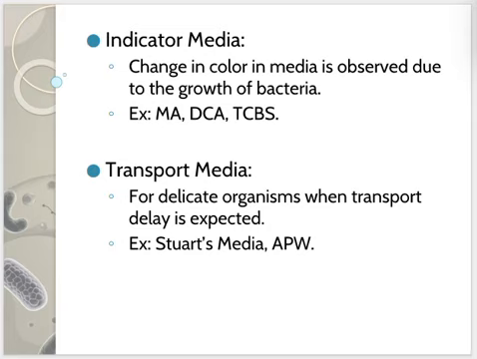Now, let's look at indicator and transport media. Indicator media show changes like color shifts caused by bacterial growth, which helps us identify specific reactions. Examples include McConkey agar, DCA, and TCBS media. Transport media, on the other hand, are designed to preserve delicate organisms during transport, especially when delays are expected. Stewart's media and APW are common examples. Both types serve important roles in maintaining and detecting bacteria under different conditions.